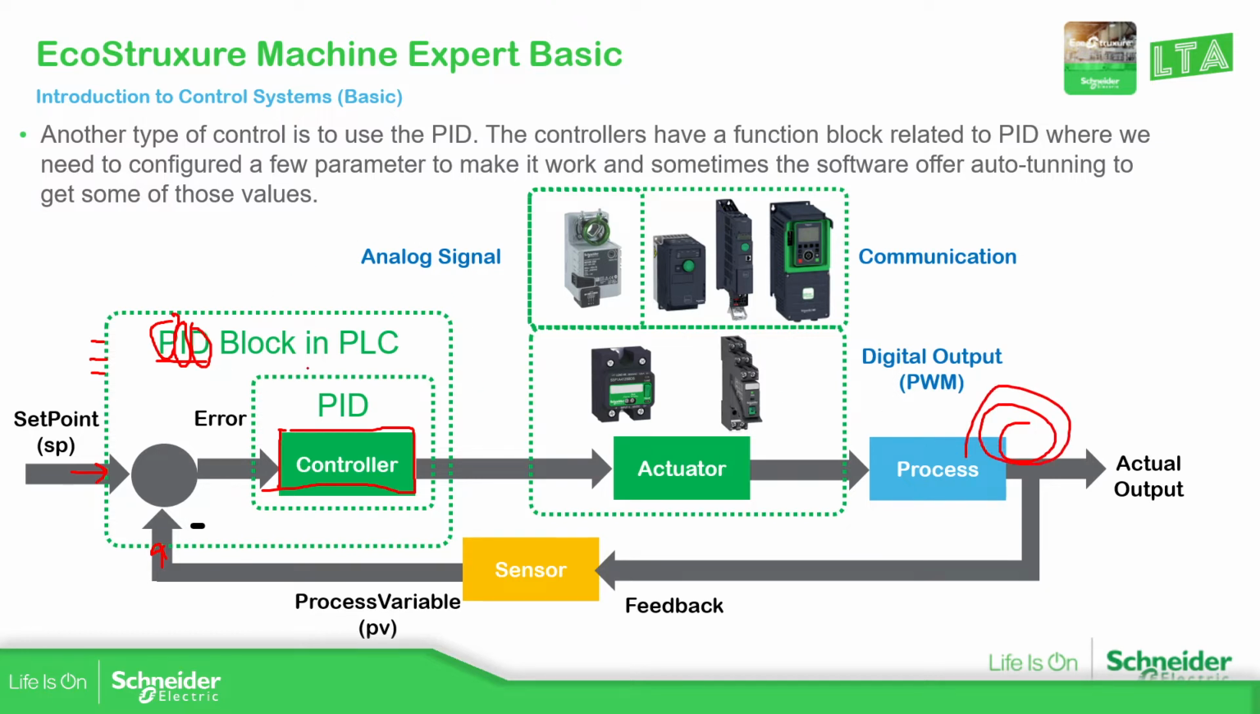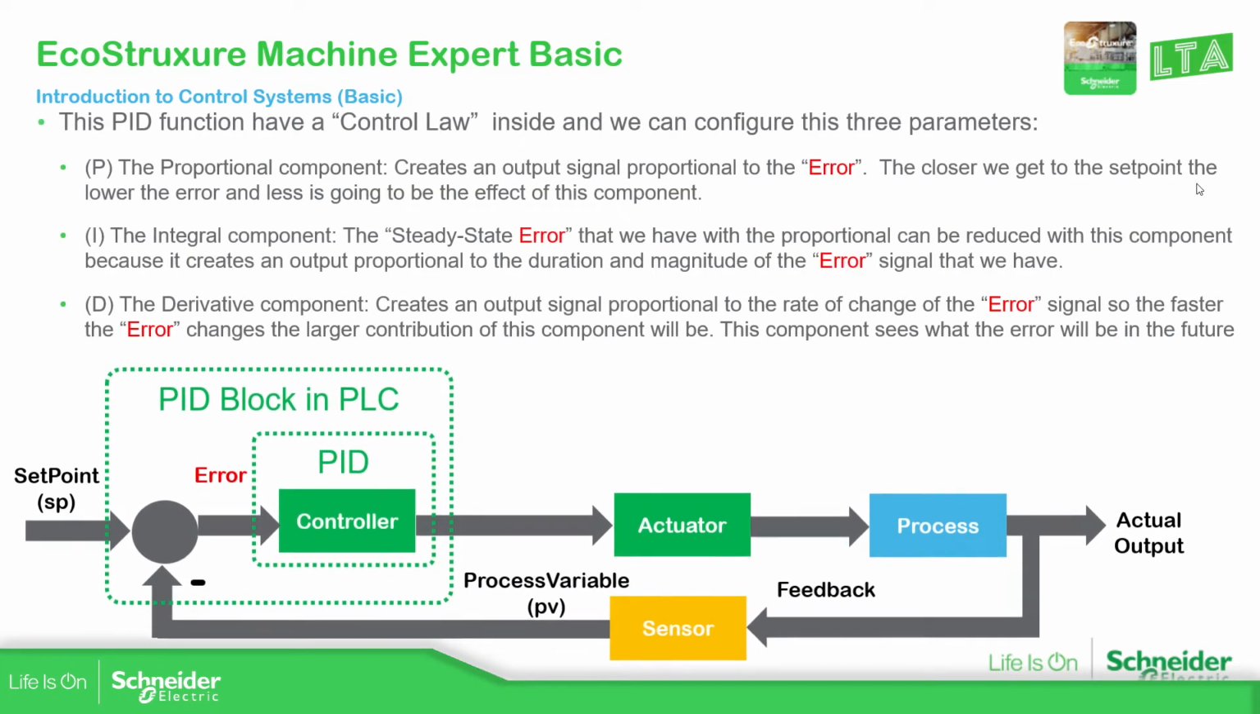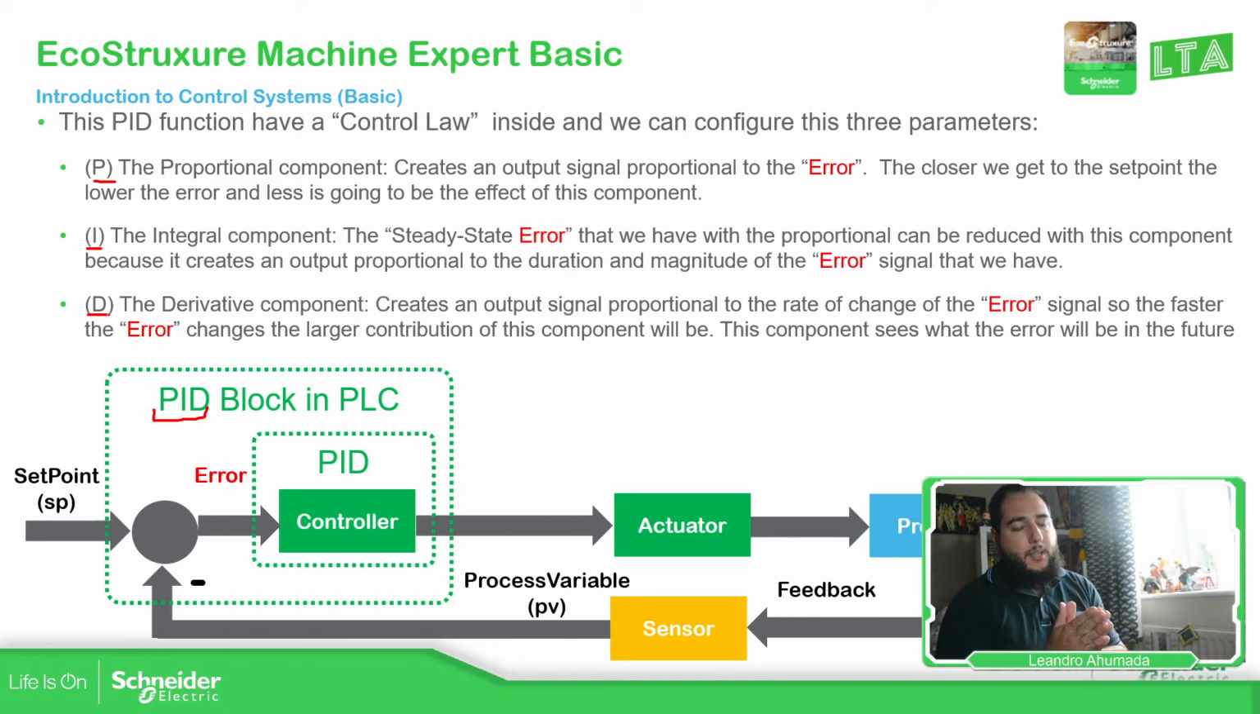But the values that we are going to have on the PID will affect how we're going to make this actuator work to have the right response on the process, to have the right value that we want in the set point. So this PID is based on 3 kinds of components. We have the P for proportional, I for integral, and D for derivative. Each of these parts of the PID has a fundamental role.